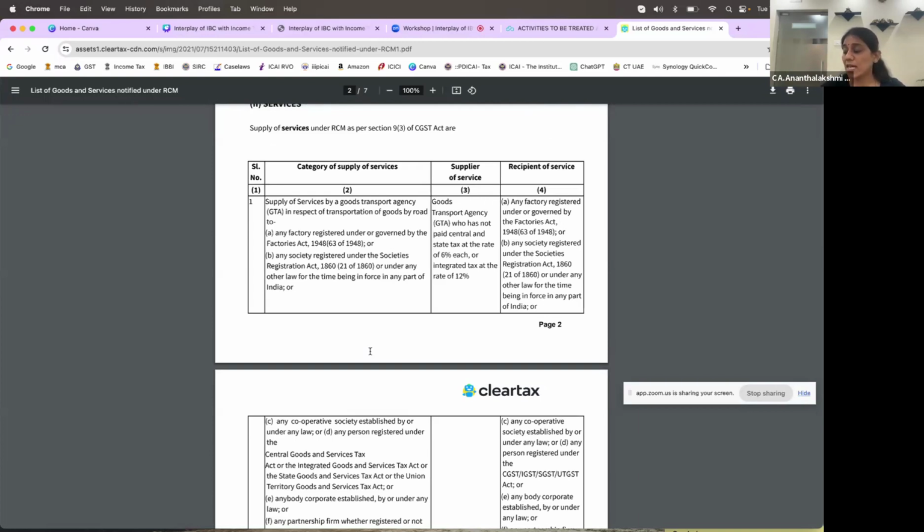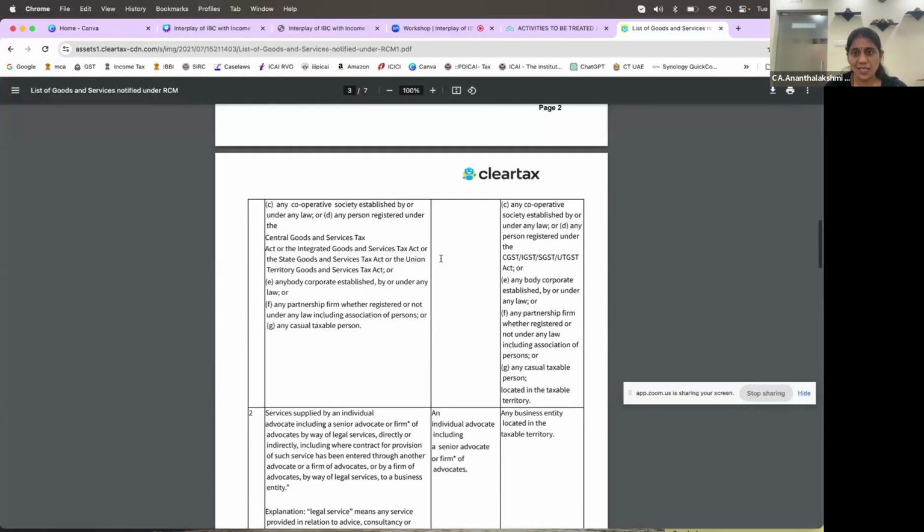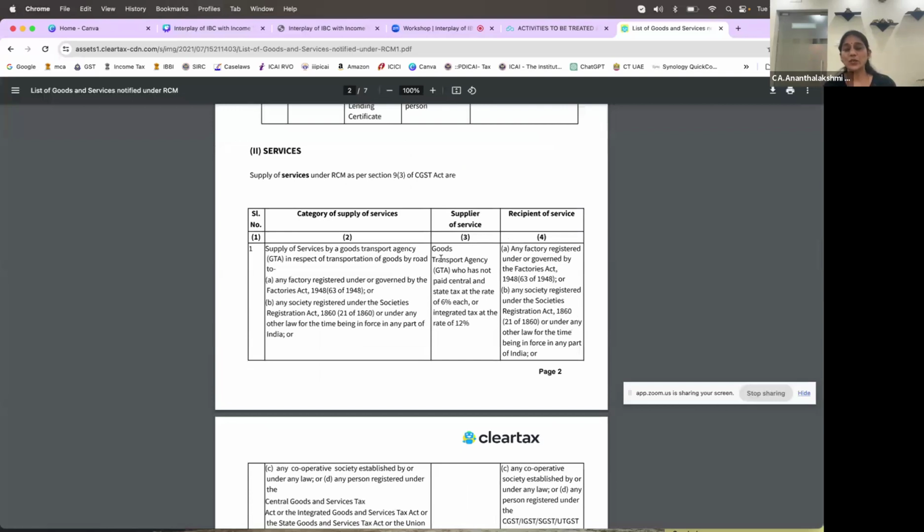Now I'll include this RCM also. RCM will mainly be concerned with the services. Under goods transport agencies, there are more than 15 categories under this RCM. What you have to do, apart from output tax and apart from ITC, is go through the various ledgers.